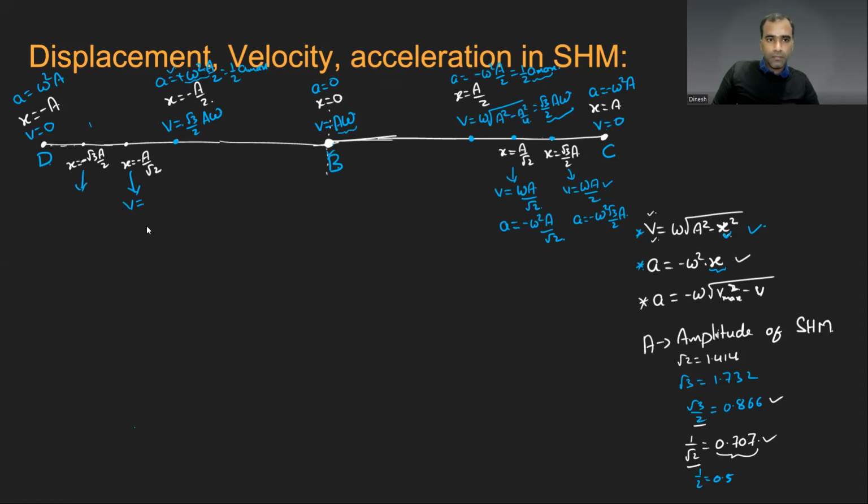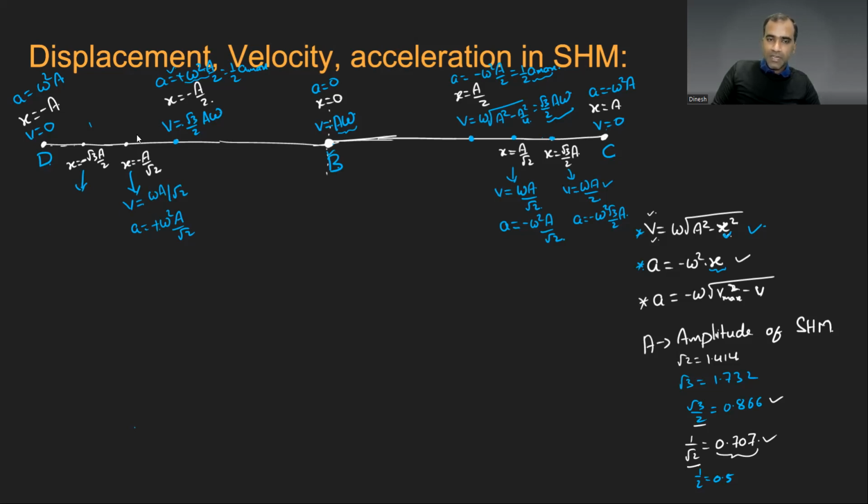Sir, acceleration equals omega square a by root 2. Positive, sir. Very good, because it is minus a by root 2. Velocity? Omega a by root 2, sir. Minus omega a by root 2. No need of minus sign, right?